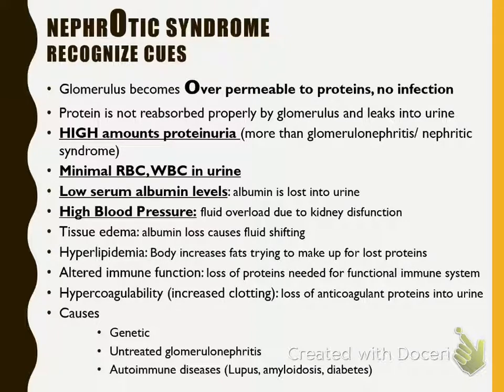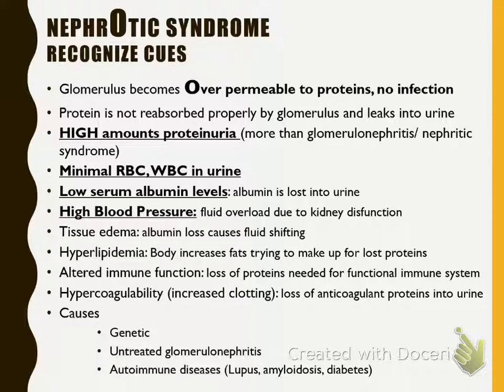Now, what would be the difference? Let's say you have someone who comes to you, a 21-year-old guy, and he has high proteins in his urine, no red blood cells, no white blood cells, and they draw a serum albumin and it's normal.